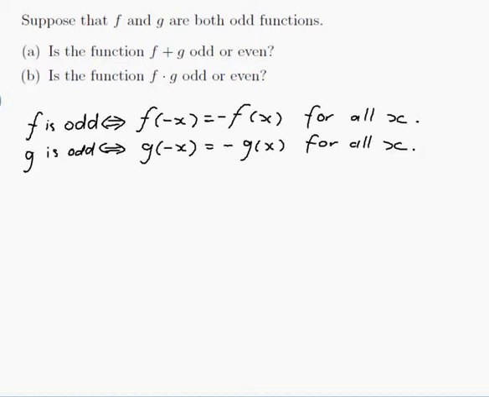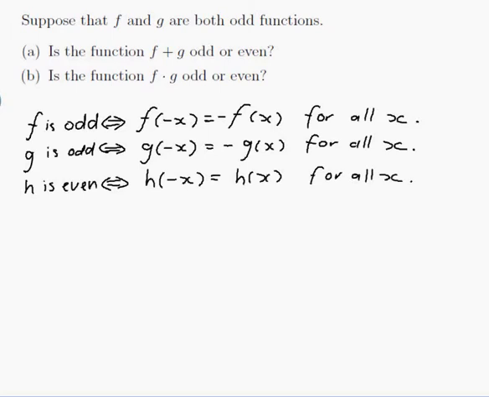Okay, now what am I supposed to do? Is the function f plus g odd or even? That means I ought to know what it even means as well if I'm going to have to decide. So let's see. I'll just write for a new function, h is even. Let's look up the definition of even. h is even if and only if h of minus x is equal to h of x for all x.